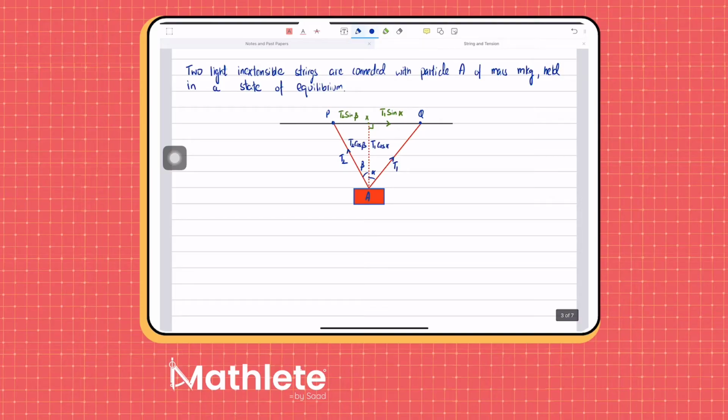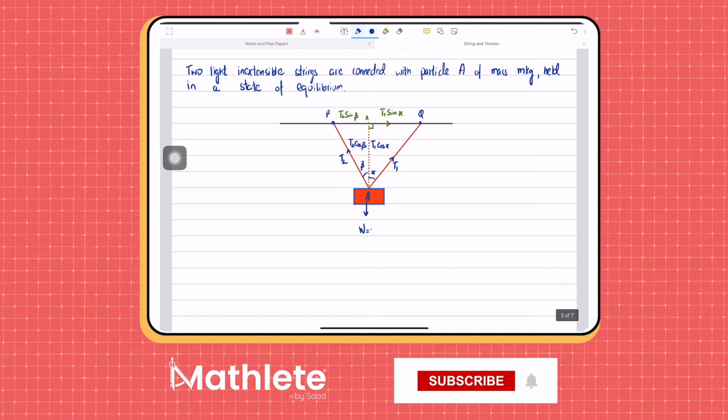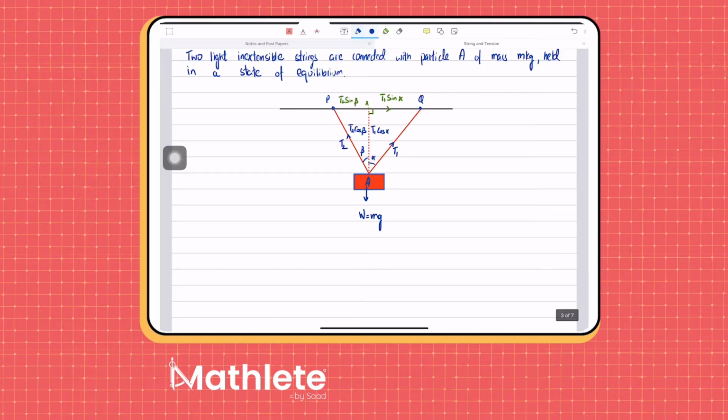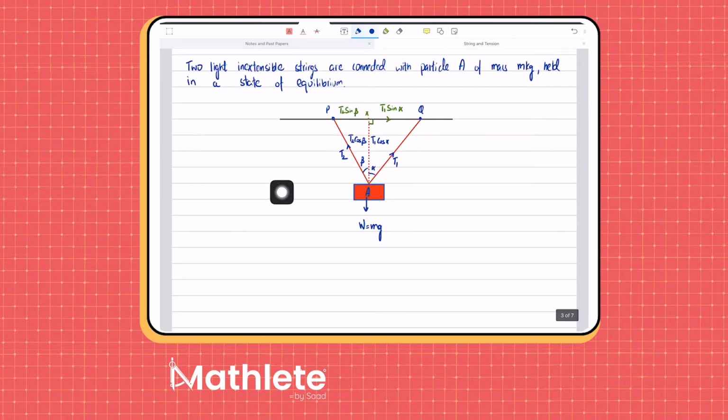Now the question said that this is held in a state of equilibrium. Where will the weight be acting? The weight must be acting downwards. That means W equals mg. Because they're in equilibrium, the leftward forces are equal to the rightward forces and the upward forces are equal to the downward forces. Now which two forces are acting upwards? Question for you guys.